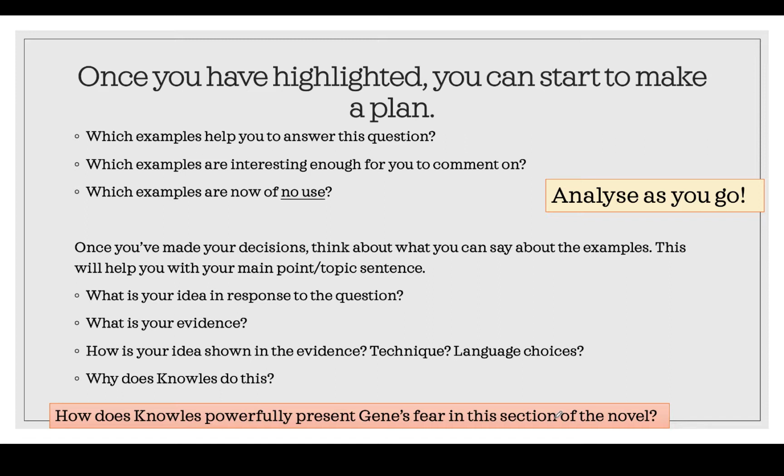So once you've highlighted, you can then start to make your plan. Now, there are far too many examples that I've highlighted, but that was just my first response to the extract. So now you need to think to yourself, which examples help me to answer this question?